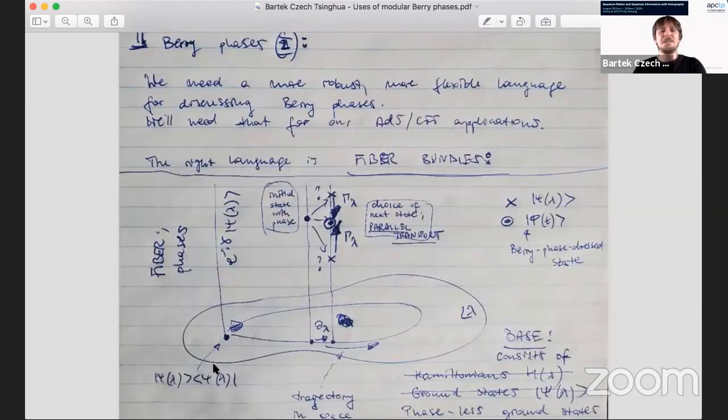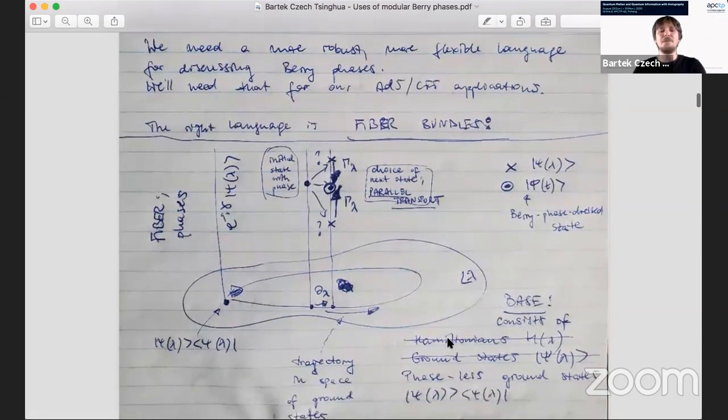So what's a bundle? It's basically a geometric object where I have one type of thing which is fibered over another type of thing. So for example, the base could be the space of all possible Hamiltonians, H of lambda. Or it could be the space of all possible ground states, phi of lambda. Okay? These are some of the options. I actually crossed them out here because we will want a different type of base.